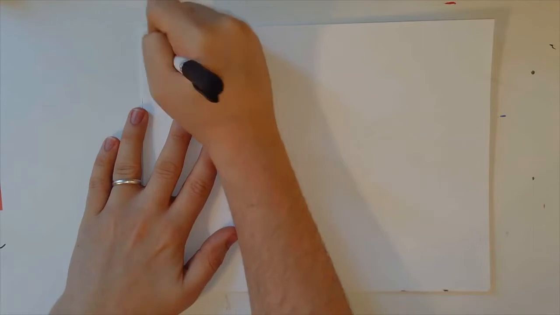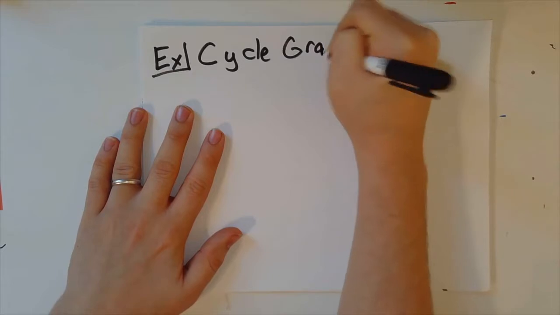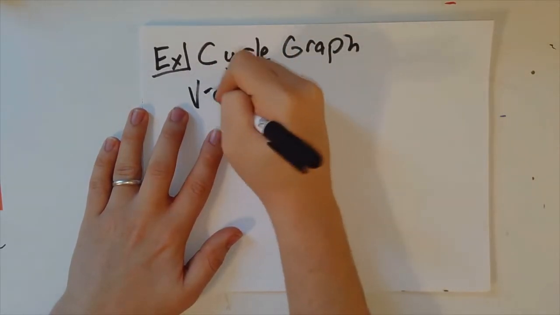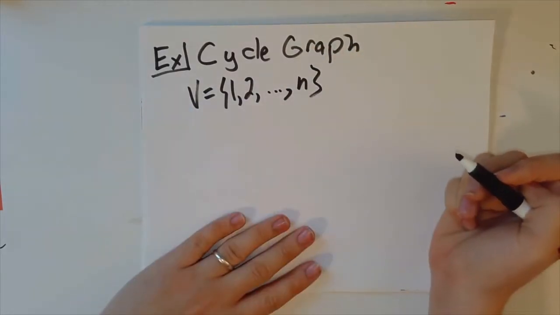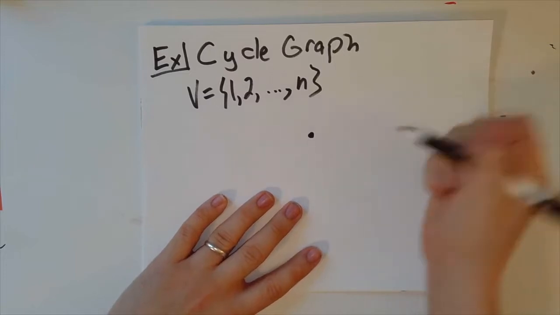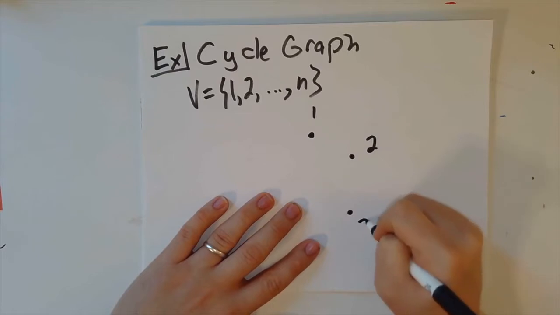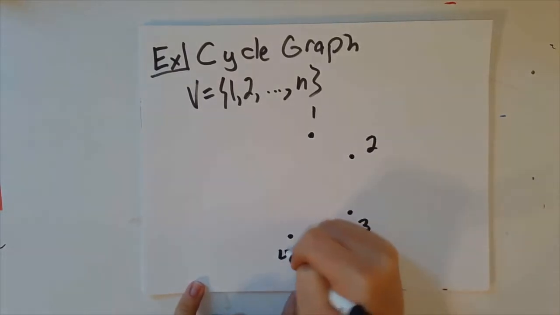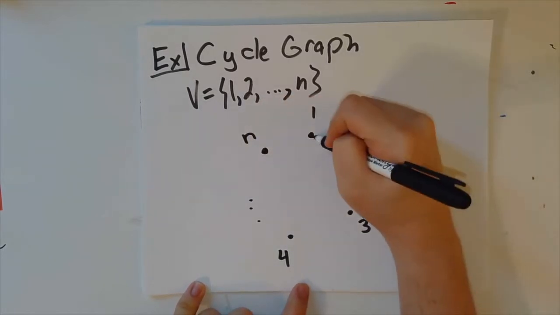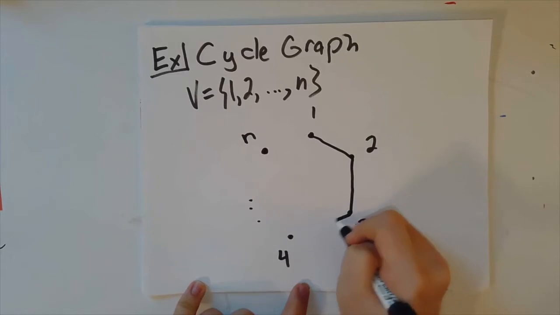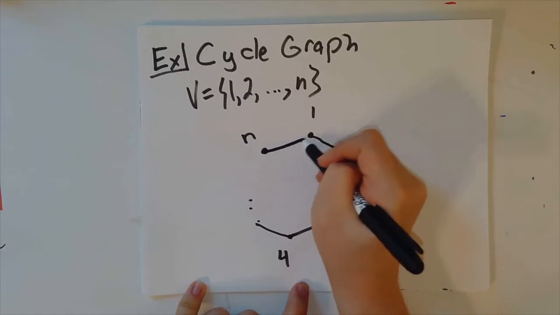Next, I want to talk about what we're going to call the cycle graph. Here we're also going to have as our vertex set 1, 2, up to n. And what we're going to do is join each point to its neighbors. So, as the title suggests, we put these things in a cycle, and we'll connect 1 to 2, 2 to 3, 3 to 4, 4 to 5, all the way around. And then at the end, we connect n back to 1.